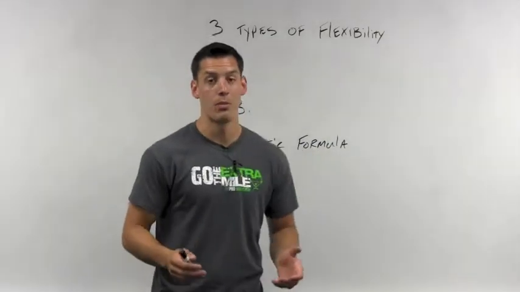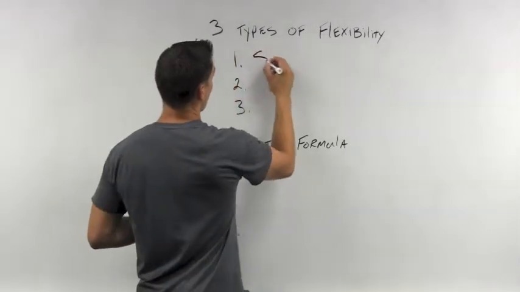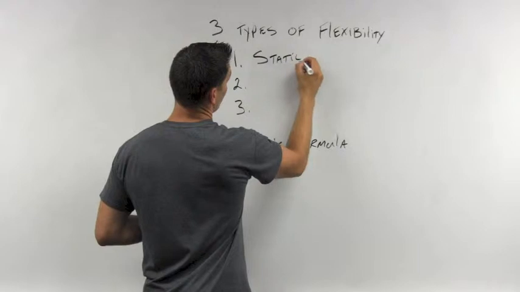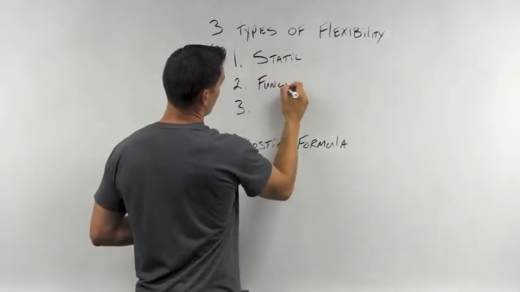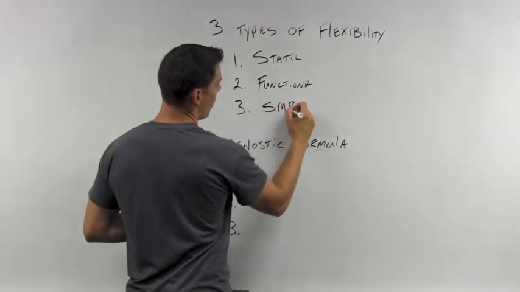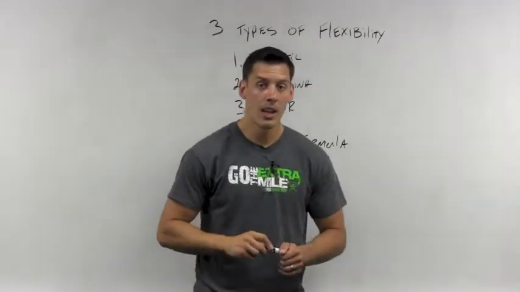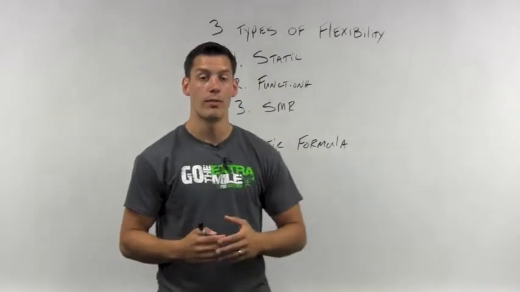If you remember from the last video, recall, the 3 types of flexibility that I use the most are static, functional, and SMR, which stands for self-myofascial release. Now, let's just recap these real quick. Static is a type of stretch that's used for a cool down.